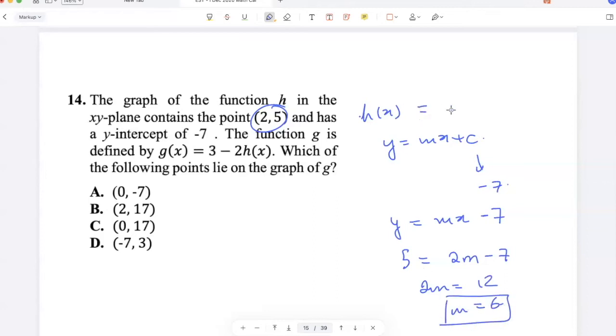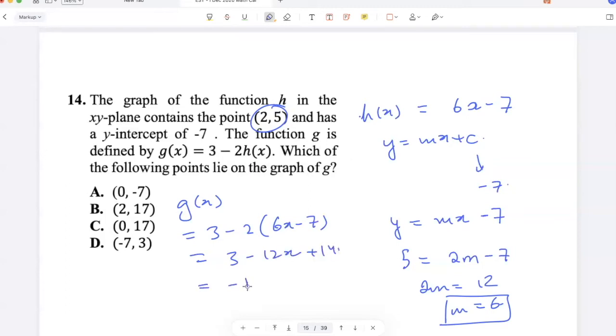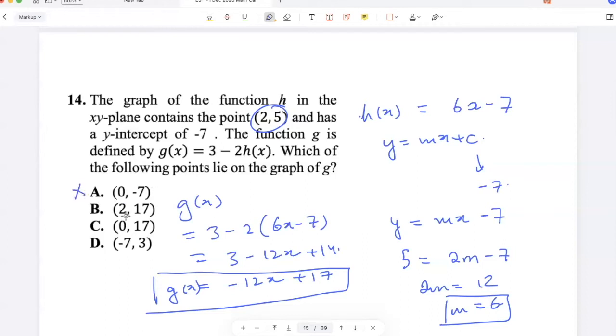So my function h of x becomes 6x minus 7, right? That's h of x. Now g of x is 3 minus 2h of x. So 3 minus 2 times 6x minus 7. So 3 minus 12x plus 14. So negative 12x plus 17. This is g of x. Negative 12x plus 17. So let's figure it out. When x is 0, g will be, so it's not A. Yeah, so when x is 0, g would be 17. So it's C.